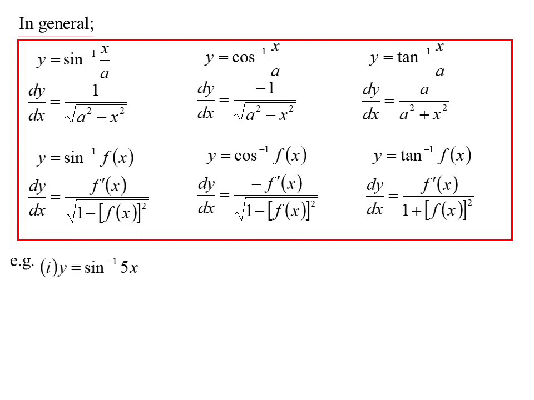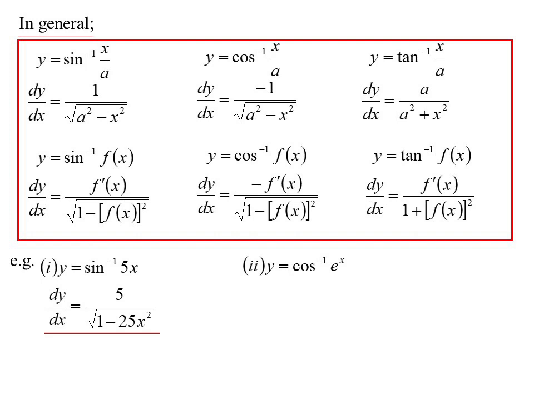So let's have a look at an example. Inverse sine of 5x. It is a simple linear function, so I could have put it in the other one, but using this derivative idea, look what I can do. The derivative of 5x is 5, that goes on top, over the square root of 1 minus the function squared, 25x squared.